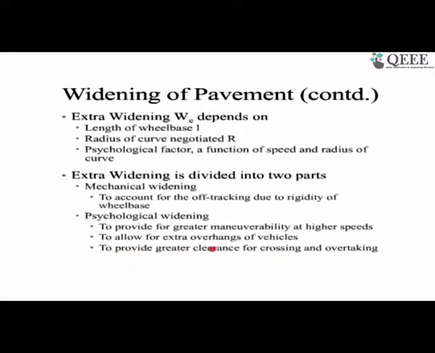and it also provides a greater clearance for crossing and overtaking. So one thing you have to remember is that the psychological widening is needed when there is more than one lane. When there is more than one vehicle involved in the same travel path, carriageway, then we are going to consider the psychological widening. So if there is a highway which has only one lane in each direction and it is divided by a median, so there is no interaction between the oncoming vehicles and no passing activity happening on this highway, so you don't need the psychological widening, you just need the mechanical widening.